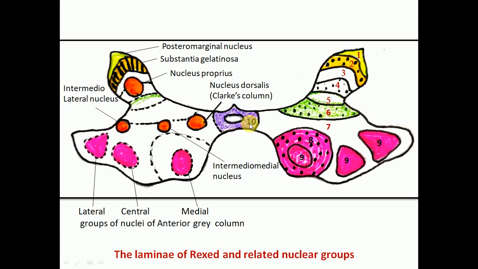So these are the laminae of Rexed, or we can say 10 Roman numeral zones, for explaining the different gray matter nuclear groups.